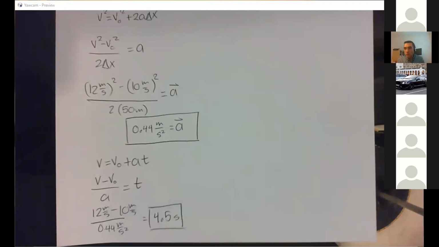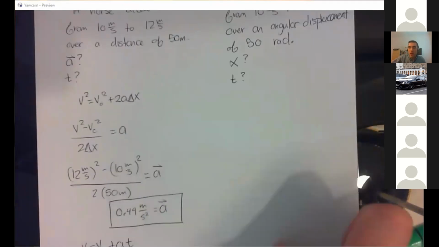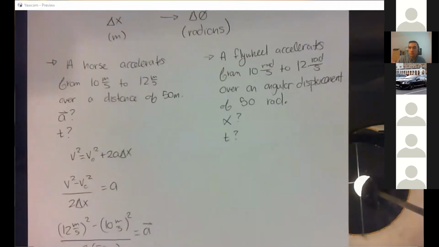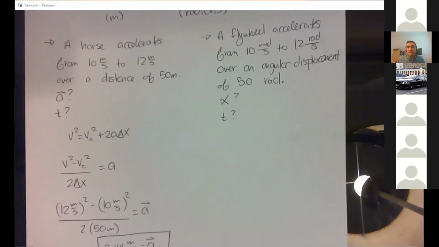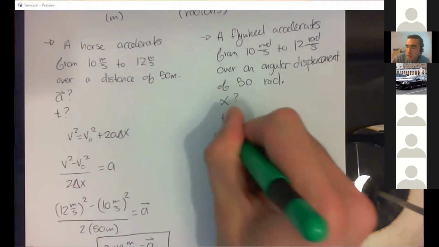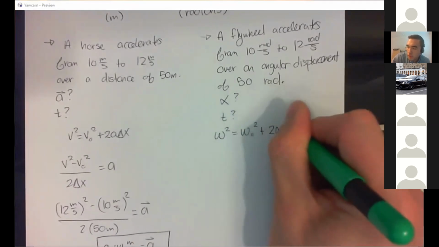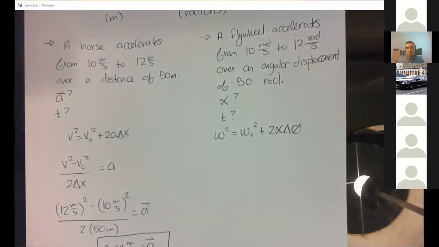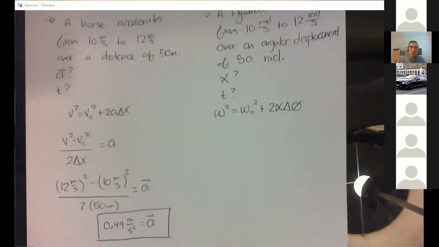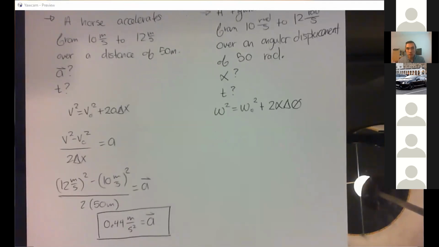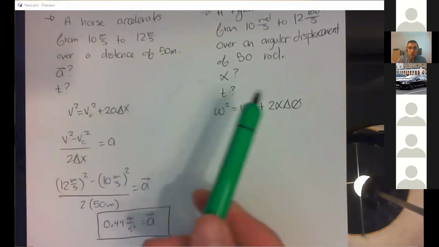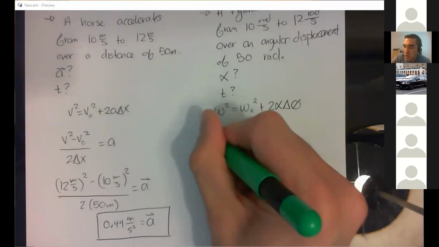Now, when it comes to how we deal with this question in terms of angular kinematics, rotational kinematics, it's exactly the same. Here's the only difference. We're going to use Greek letters. So this is to say that omega squared is equal to omega naught squared plus 2 alpha delta theta. So the angular speed of an object squared is equal to the initial angular speed of that object squared plus 2 times angular acceleration times angular displacement. Same equation. So solving for alpha here would give us the same solution that it does here.